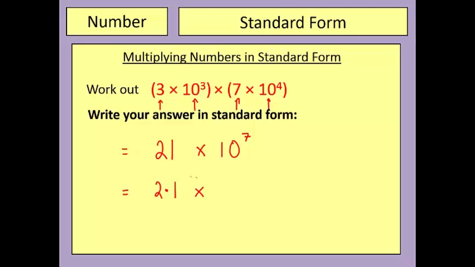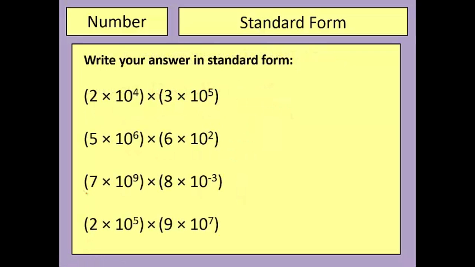So if we've divided this by 10, we multiply this by 10, and multiplying 10 to the 7 by 10 simply adds an extra 0, so it's 10 to the 8. Now this number's in standard form and we've answered the question, so 2.1 times 10 to the 8. Here are 4 more of these for you to have a go at. Press pause, answer them, and then press play again and I'll give you the answers.